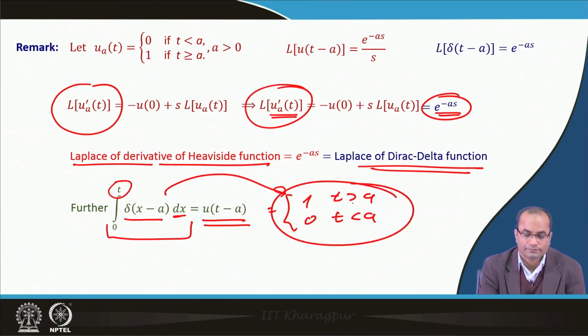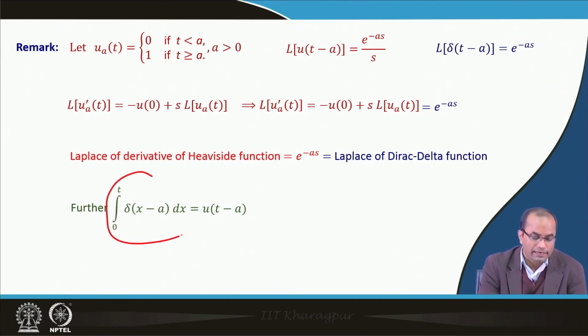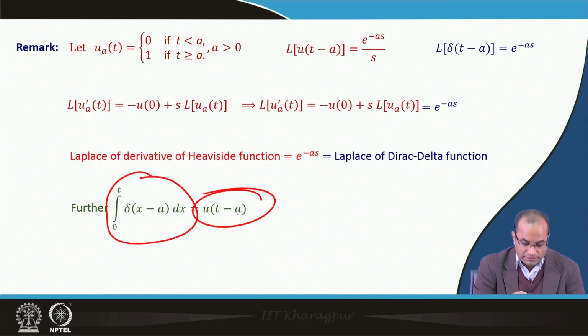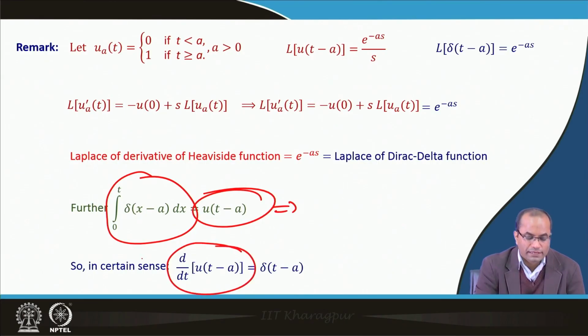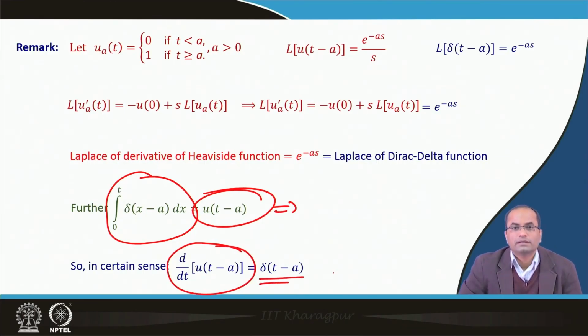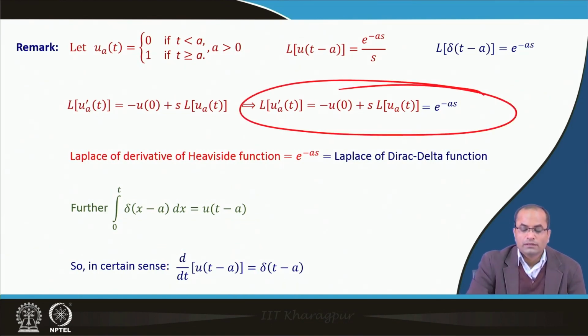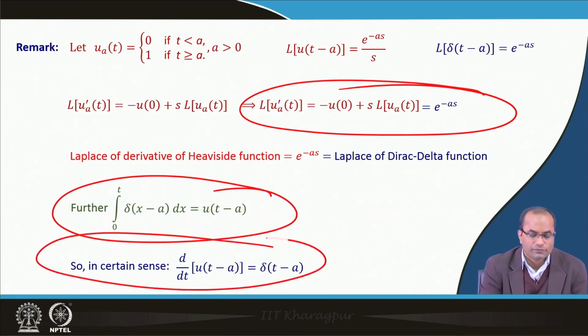So, we are getting here that the integral of this delta x minus a is equal to u t minus a. That means, in some sense this implies that the derivative of this Heaviside function is the Dirac delta function, which is coming from this Laplace transform as well, because the Laplace transform of the derivative of the Heaviside function was equal to the Laplace transform of the Dirac delta function, and the same conclusion we are getting from this observation.